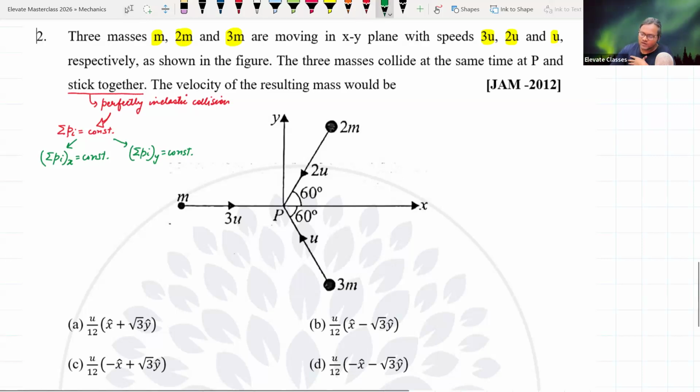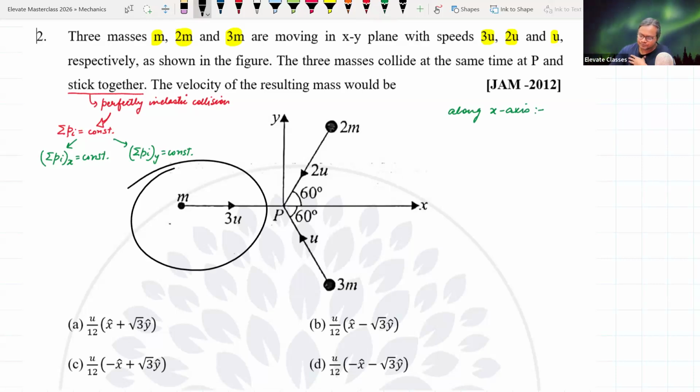So I can say that along the x-axis, what is the component of momenta? If we look at this mass, the momentum along the x-axis is m times 3u, right? What is the momentum of this mass? Tell me. 2m along the x-axis.